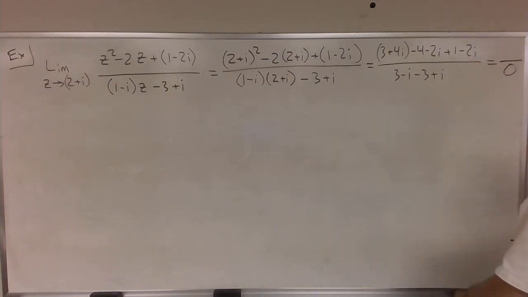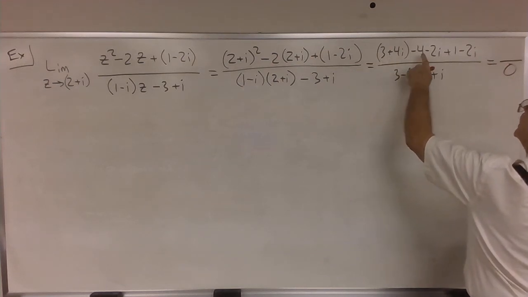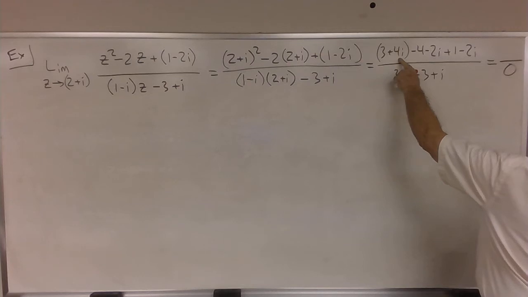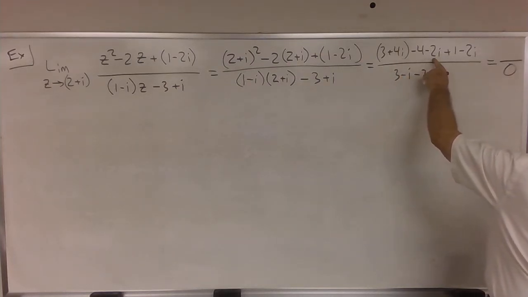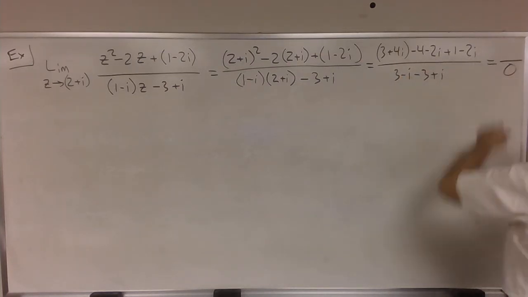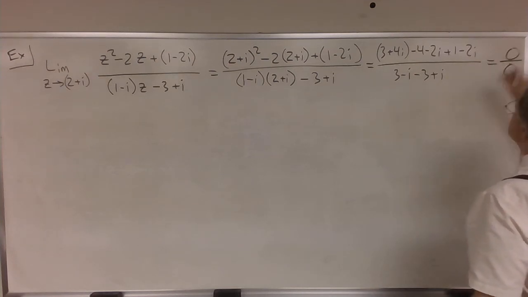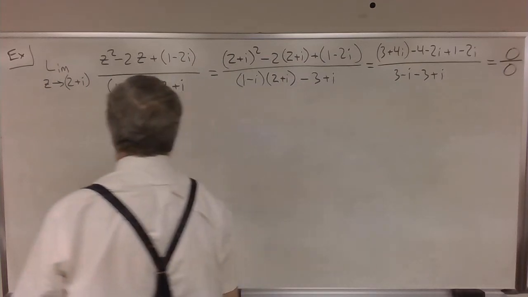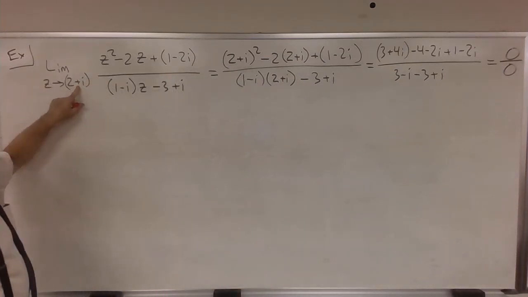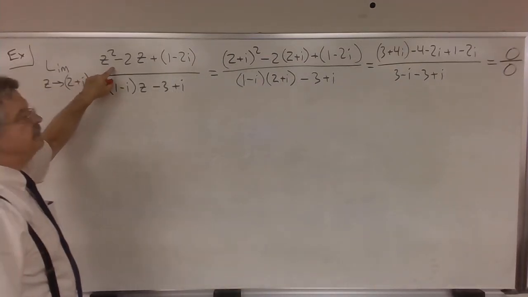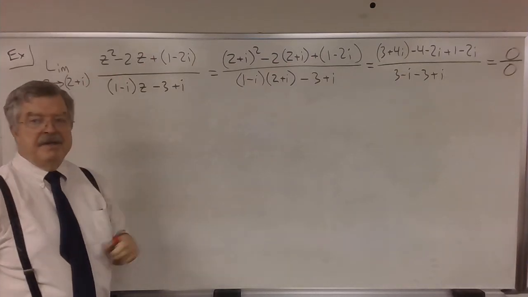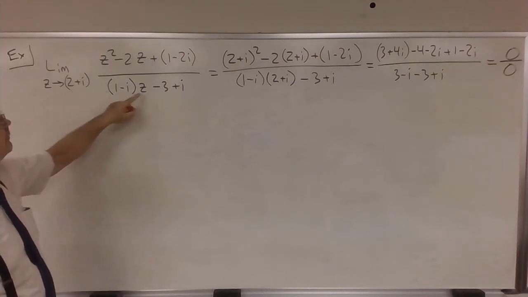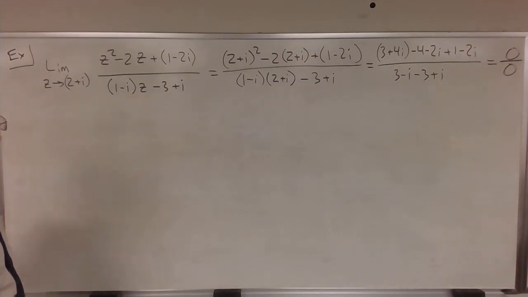Zero on the bottom. On top, we have 3 minus 4 is negative 1 plus 1 is 0. 4i minus 2i is 2i. Minus 2i is 0. Okay. When we plug 2 plus i in for z, the top becomes 0. When we plug 2 plus i in for z, the bottom becomes 0.